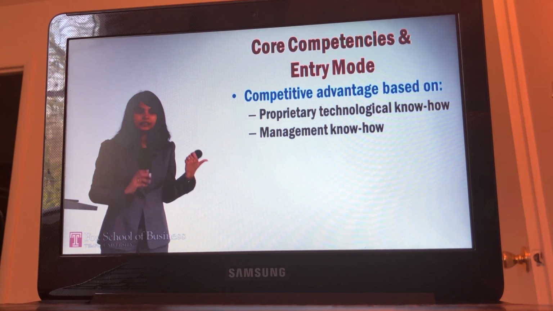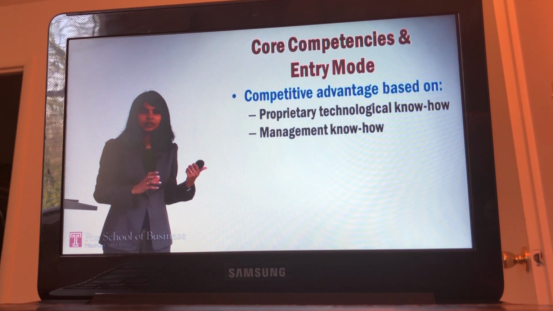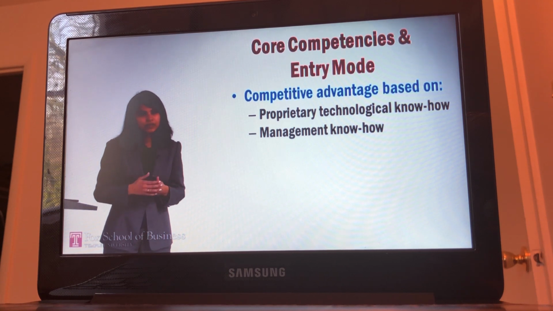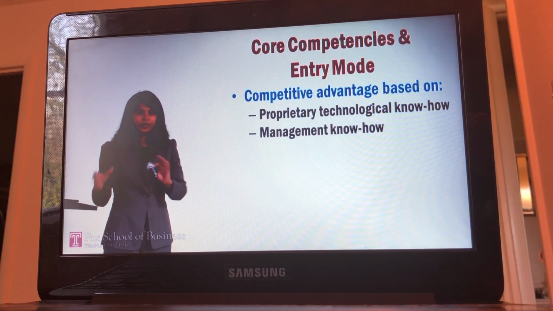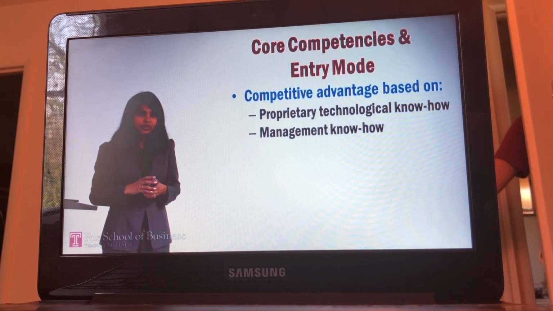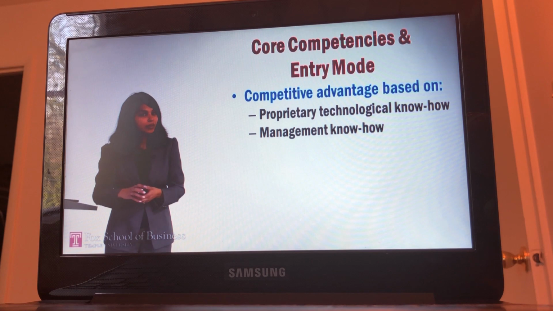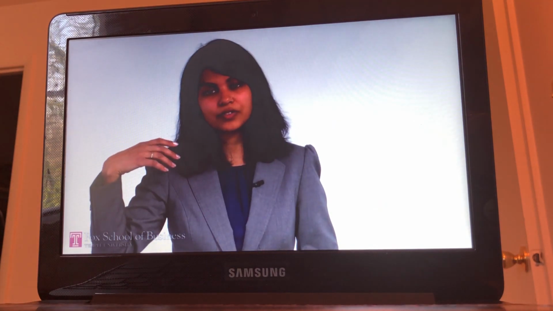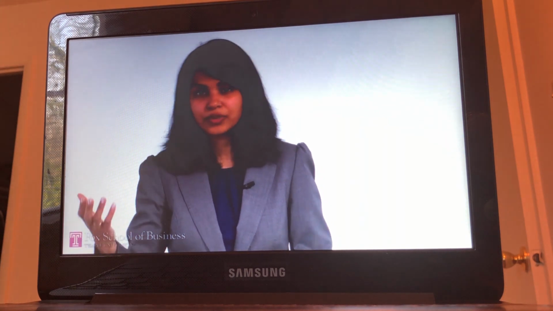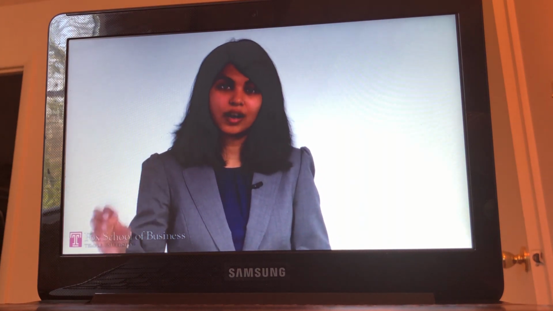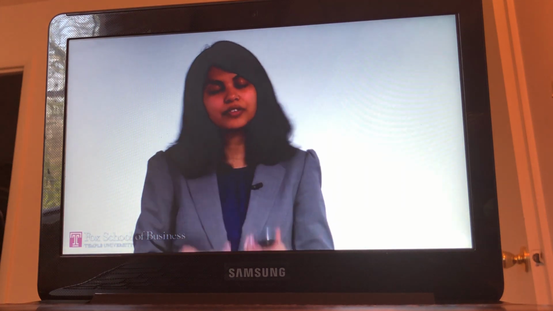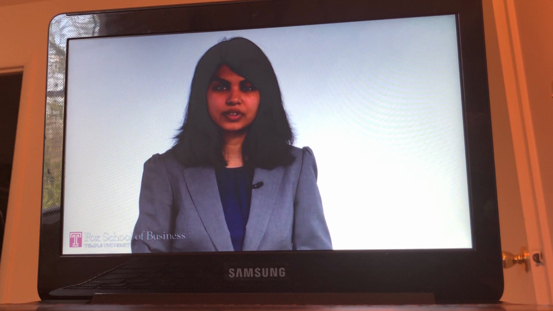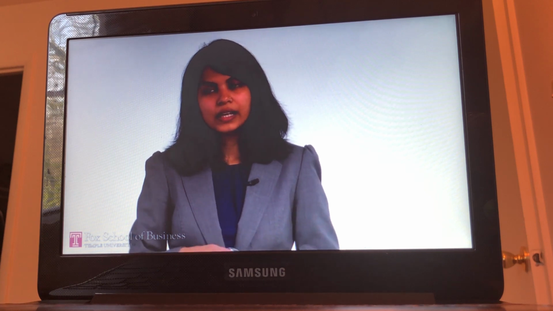Similarly, if you look at firms which have core competence in terms of managerial know-how, such as these services firms, you would say that franchising or licensing makes more sense here as compared to wholly owned subsidiaries, because even though wholly owned subsidiaries are the safest mode of entry and give you the maximum return, the costs are the highest. So essentially, any firm has to balance the costs, benefits, and the risks of using these entry modes.